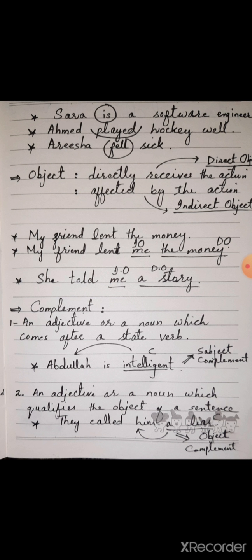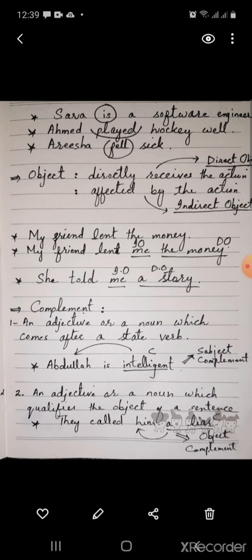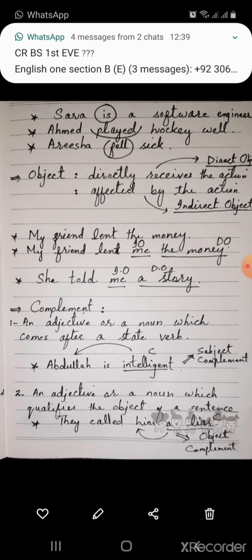The first one is the complement, which is either an adjective or a noun. Or we can say it is the qualifier only. We can just define a complement that it qualifies. So an adjective or a noun which comes after a state verb and qualifies the subject of a sentence is called a subject complement.